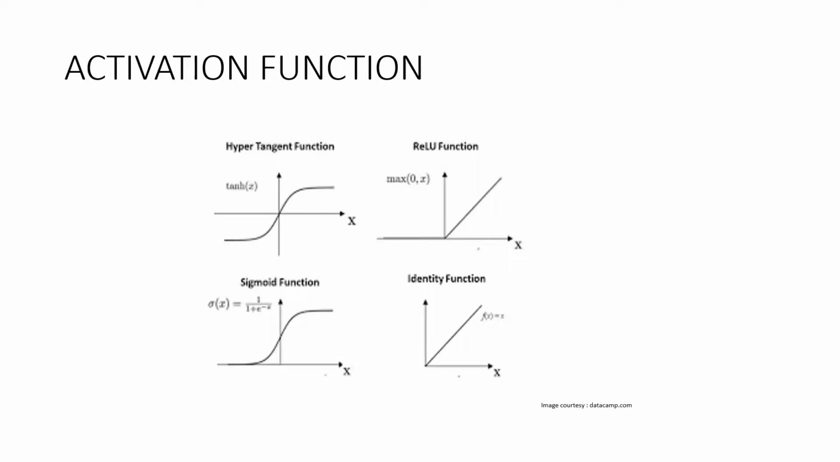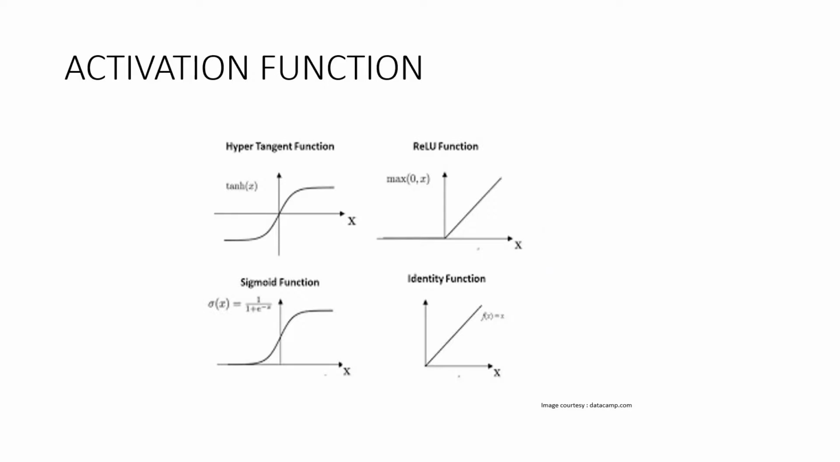In a neural network, we update the weights and biases of the neurons on the basis of the error at the output. This process is known as backpropagation. Activation functions make backpropagation possible since the gradients are supplied along with the error to update the weights and biases.